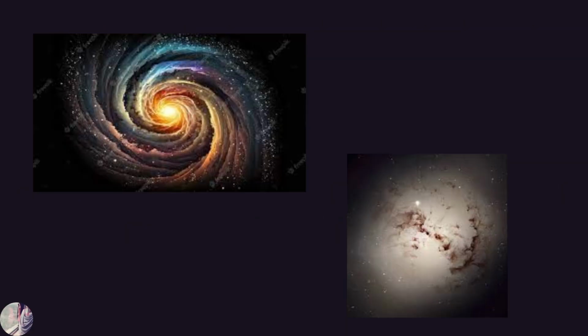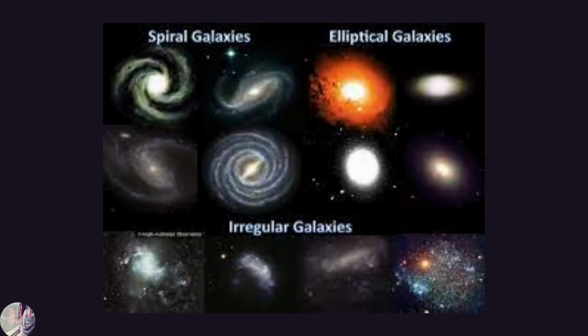The spiral and elliptical galaxy is represented by this image. This image represents spiral galaxies, elliptical galaxies, and also another type of galaxies that are known as irregular galaxies.